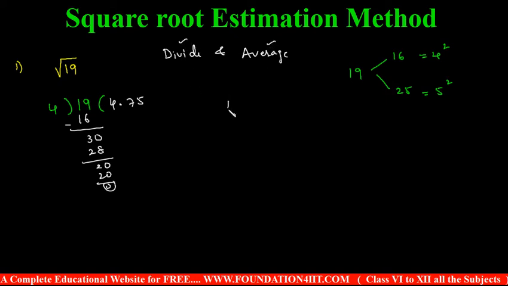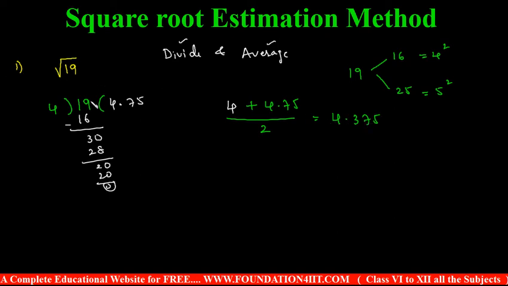For the average, take the same number we divided by, plus the answer you got, 4.75. We'll take the average of these. Average means the sum of the numbers divided by 2, because you need to add both numbers and divide by 2. So 4 plus 4.75, divided by 2, is 4.375. Okay, this is our estimate of the square root of 19.